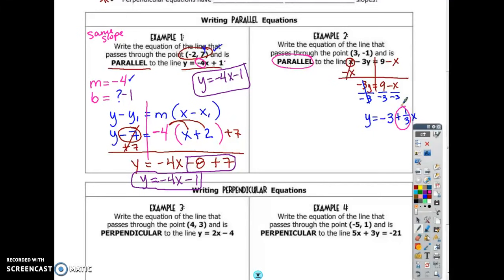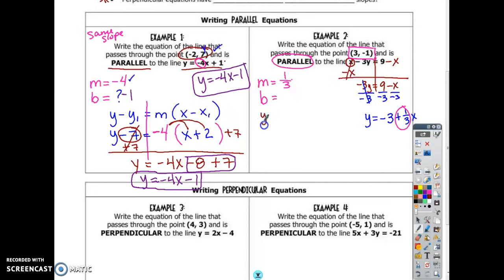Positive 1 over 3. It's the one next to the x. Okay? So my slope, m, equals 1 over 3. What else do I need? I need my b. Okay? And I'm going to find it by using this point and this slope in the point-slope form. So I'm going to start it, and you guys are going to finish it.